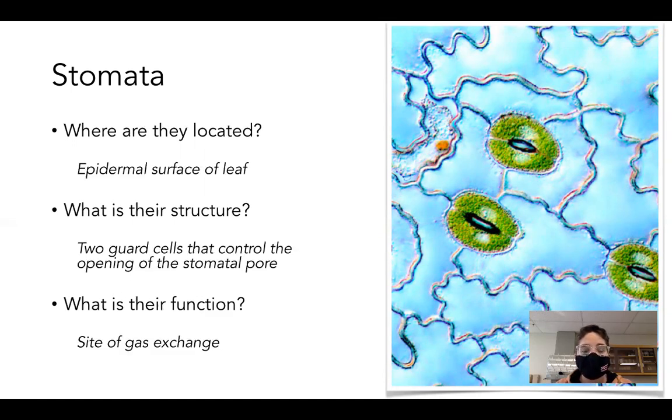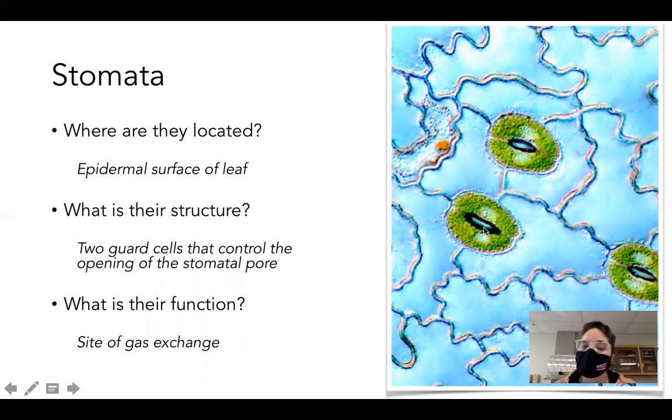They are located on the epidermal surface of the leaf. So that's why we're doing epidermis peels today. Their structure is two guard cells that control the opening of the stomatal pore, and I'll point that out here. The green thing that you're looking at on this slide is the guard cells. You can't quite see the division, but there's a division at the top and at the bottom of the stomatal pore. And so we have two guard cells. The small sliver of black that you're seeing is the stomatal pore.